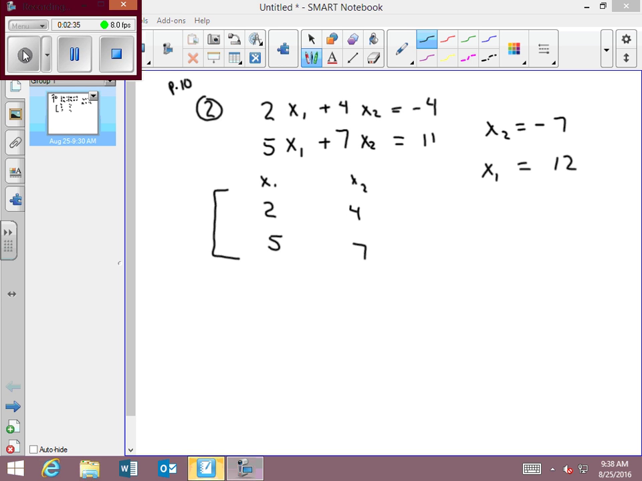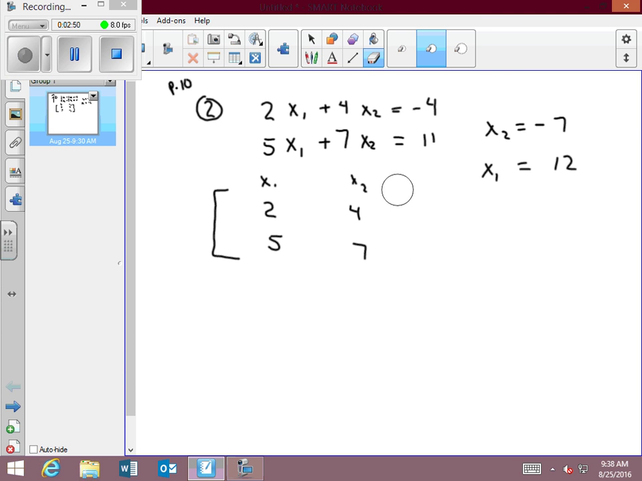Now, if I did this, that would be called the matrix of coefficients. But what we're going to do is something called an augmented matrix. So we will take the values that are on the right-hand side of the equal sign and put them in. And now this is the augmented matrix for the equation.